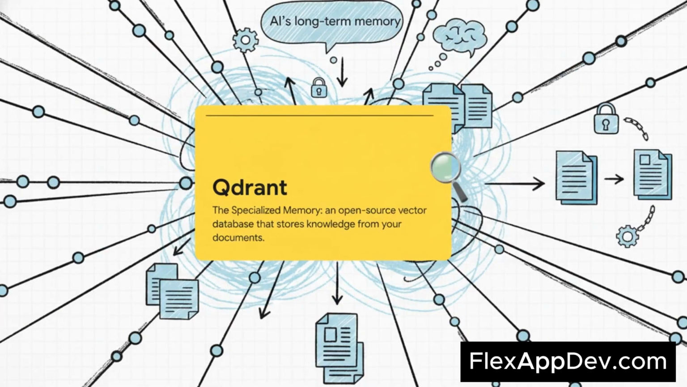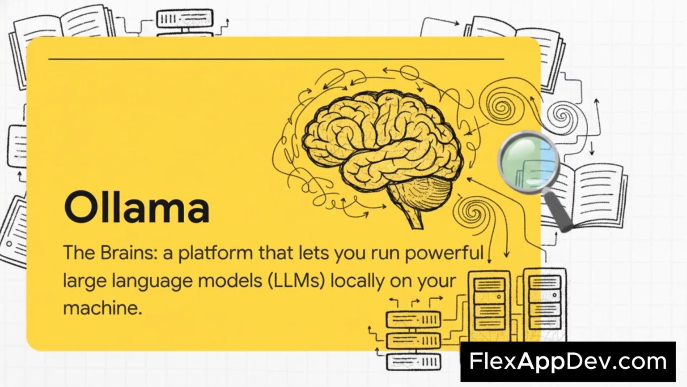Next, we've got Qdrant. This is our AI's long-term memory. It's a special kind of open-source database called a vector database, and its whole job is to store the meaning of your documents, not just the words, so the AI can find and recall the right piece of information in an instant. And finally, the engine itself, Ollama. This thing is brilliant. It's a tool that lets you download and run incredibly powerful large language models. These are the actual brains behind the whole operation, right on your own computer. This is what gives our agent its ability to reason and have a conversation.